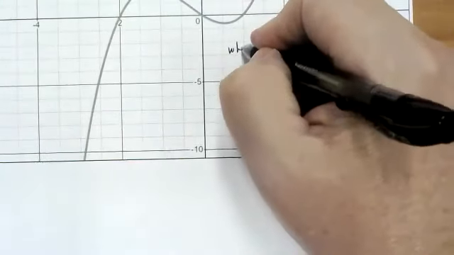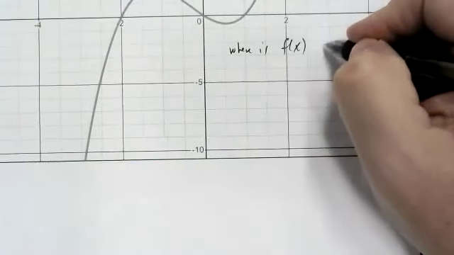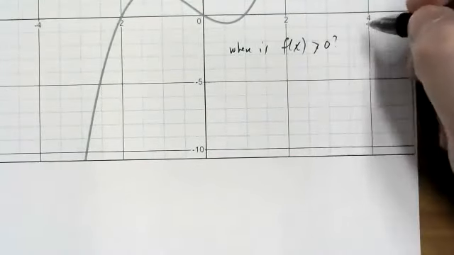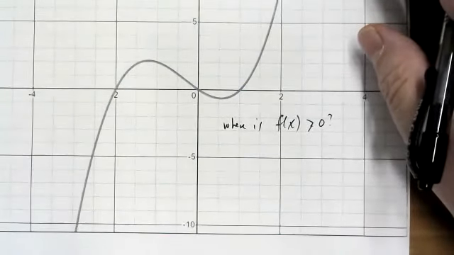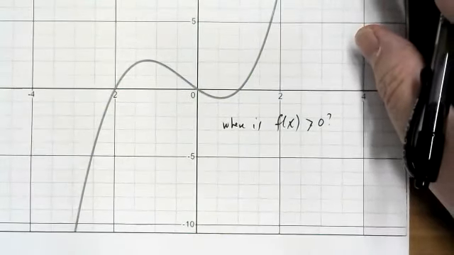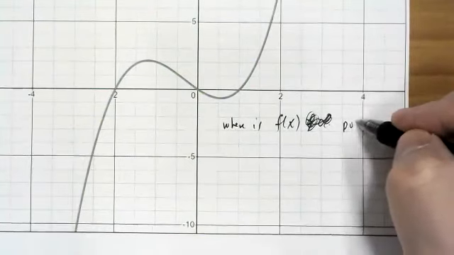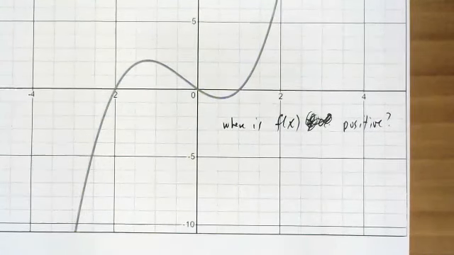How about where is f of x greater than 0? I could state this another way, right? I could have said where is f of x positive. In fact, I should have done that. I will do it. Where is f of x positive? So that is another way of saying, where is the function greater than zero?